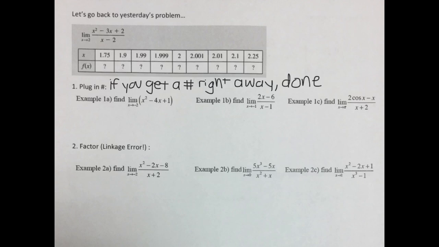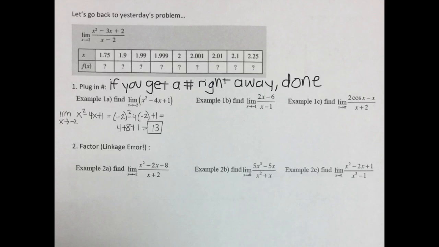So for example, with 1a, all we're going to do is plug in -2 into our function and see what we get. So as you can see, all I did was plug in -2 every time I saw an x, and there was nothing wrong with it because in the end, I just got a number. I got 13, and so that's my answer.